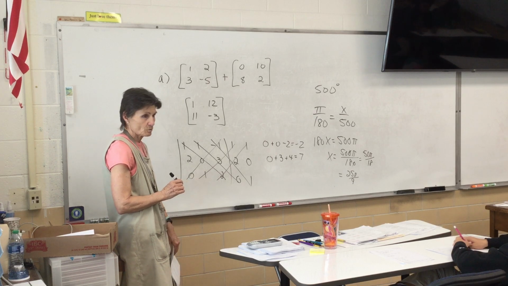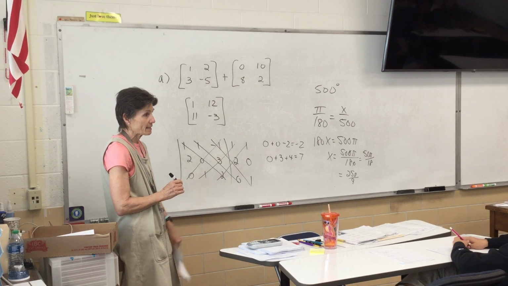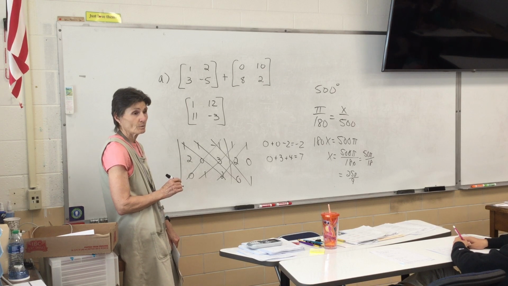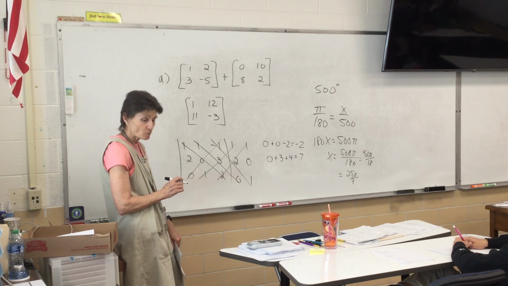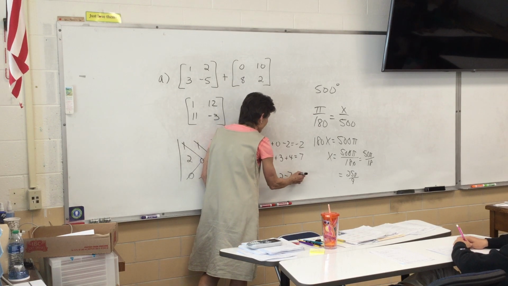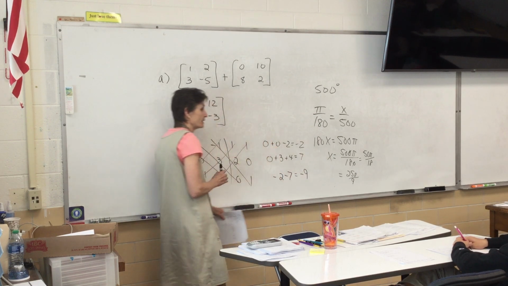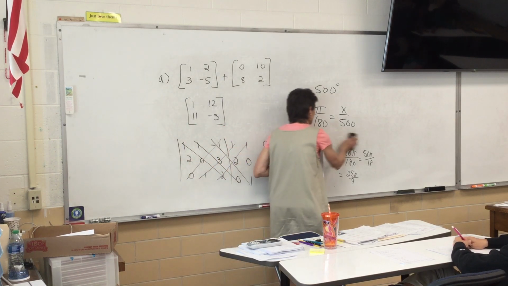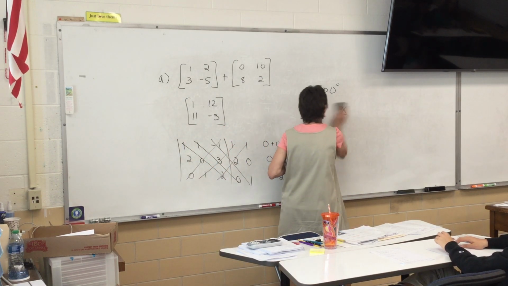Then what do we do with those 2 numbers that we got from adding everything up? We don't add them together. Oh, no. We subtract them. So it's negative 2 minus 7, which is negative 9. So the answer to the problem would just be the number negative 9.